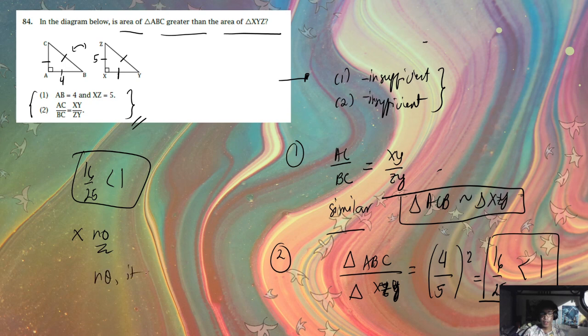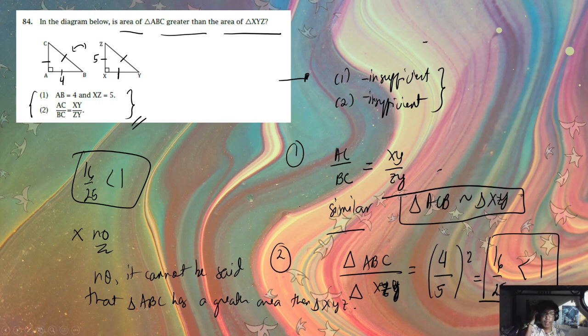It cannot be said that triangle ABC has a greater area than triangle XYZ, or XZY for that matter. Okay, and that's how we solve this problem.